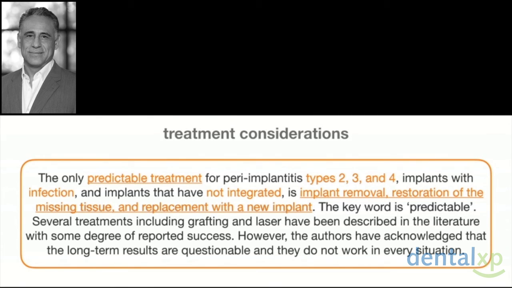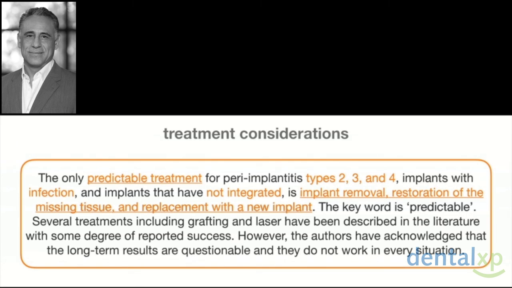So when it comes to treatment considerations, of course we have the options of implant removal or grafting and trying to retreat the existing implants. And what it comes down to is, in our experience, the only predictable treatment for peri-implantitis, and that's type 2, 3, and 4, and also implants with infection, as well as implants that have not been integrated, is the removal of the implant, restoration of the missing tissue, and then replacement with a new implant in a delayed fashion.